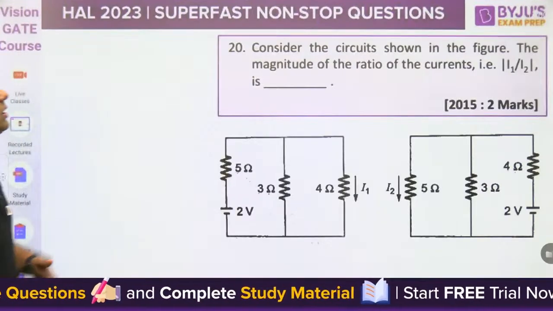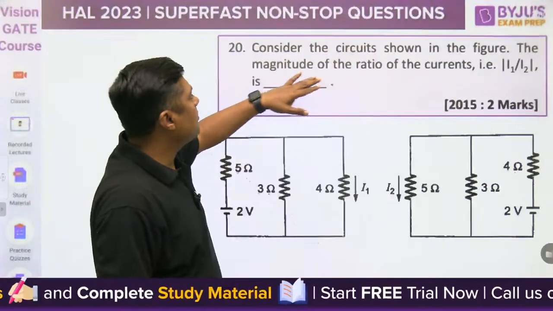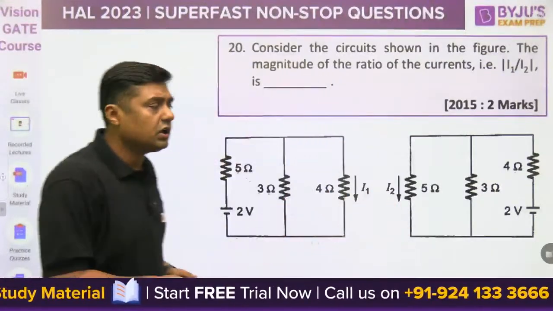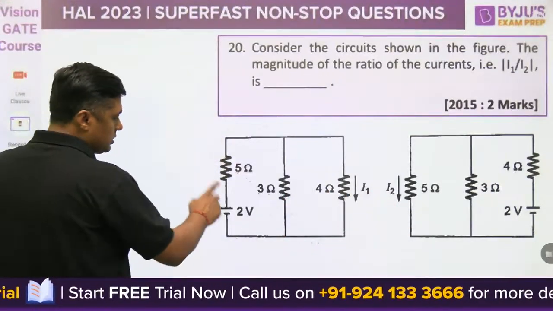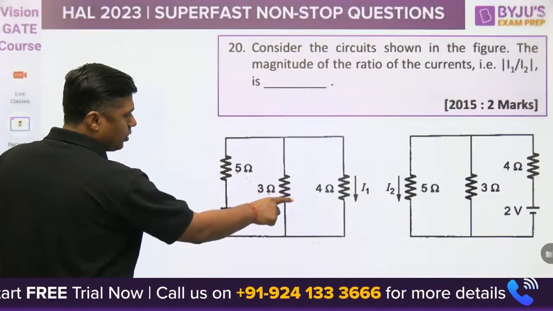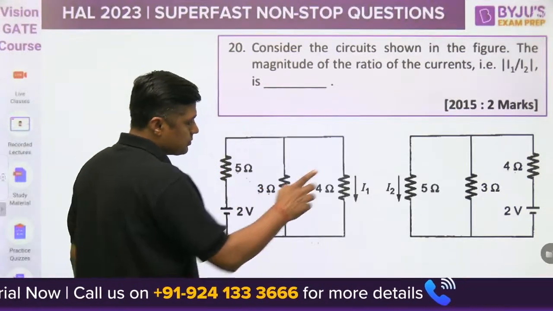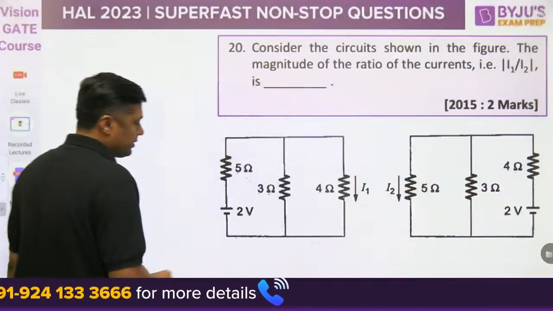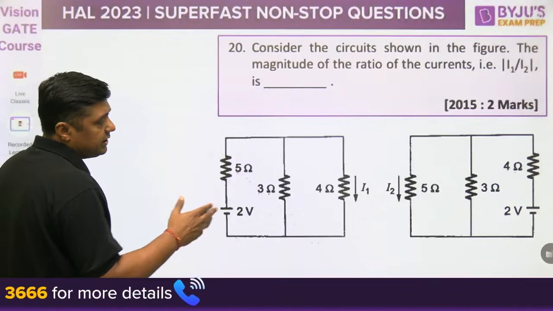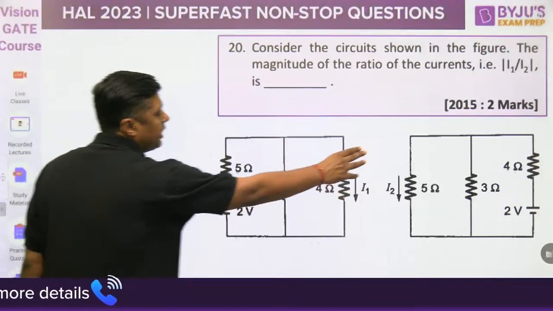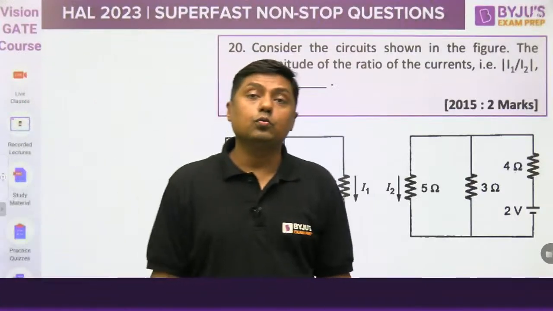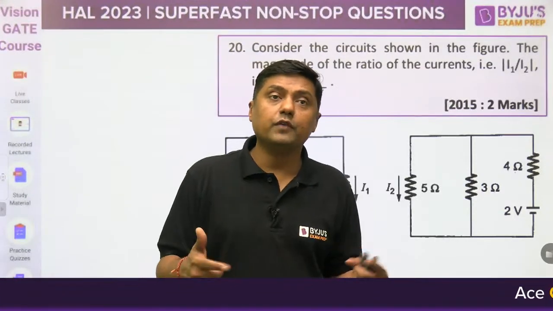Next question. Consider the circuit shown in the figure, the magnitude of the ratio of the currents I1 by I2. What is the magnitude of I1 by I2? This is 2, 5, 3, 4 and then 4 ohm, 3 ohm, 5 ohm, and a 2 volt battery is connected here and here, where we are getting I1 and I2. So what is the ratio of I1 by I2? Magnitude means we have to give the positive value.